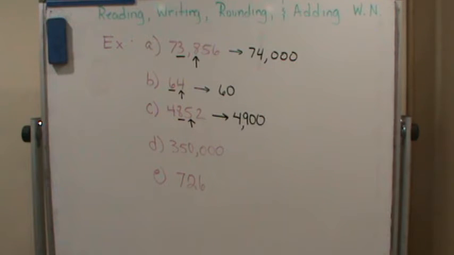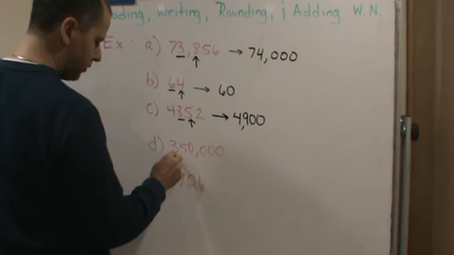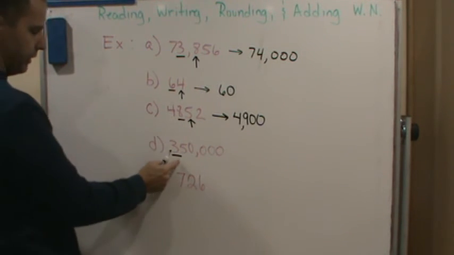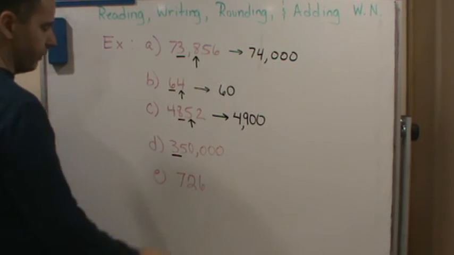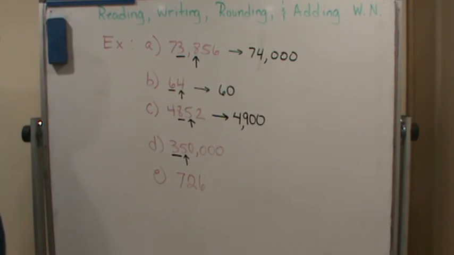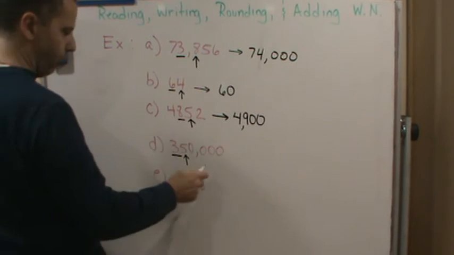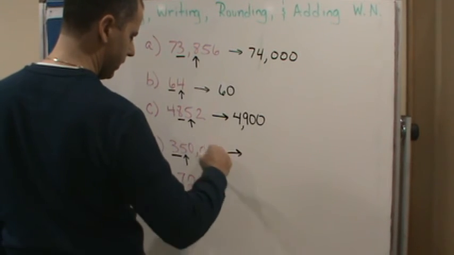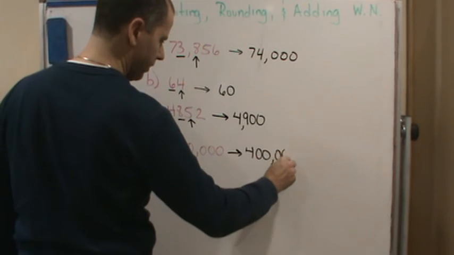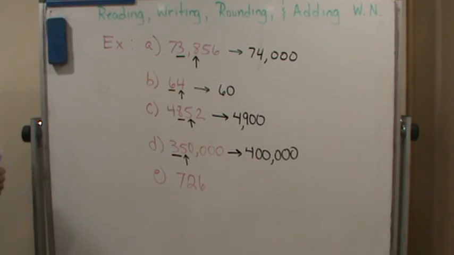D says 350,000, to the nearest 100,000. So again, we want to round to the nearest 100,000. That's our rounding place value. And then we're going to look at the digit to the right, which is 5. And that is 5 or higher, which means the 3 will round up to 4. And the rest of the digits to the right become 0. So this rounds to 400,000.